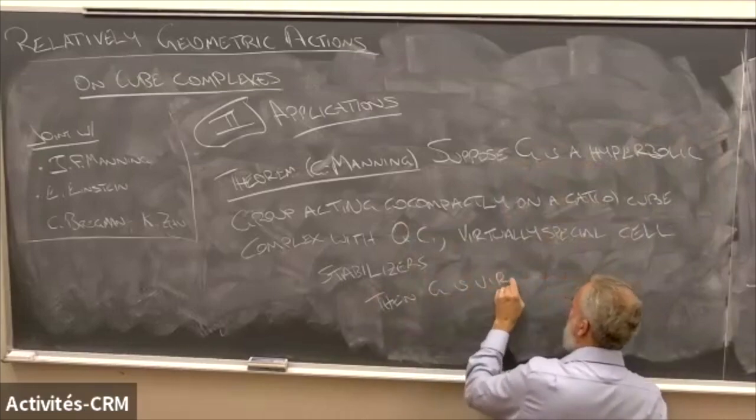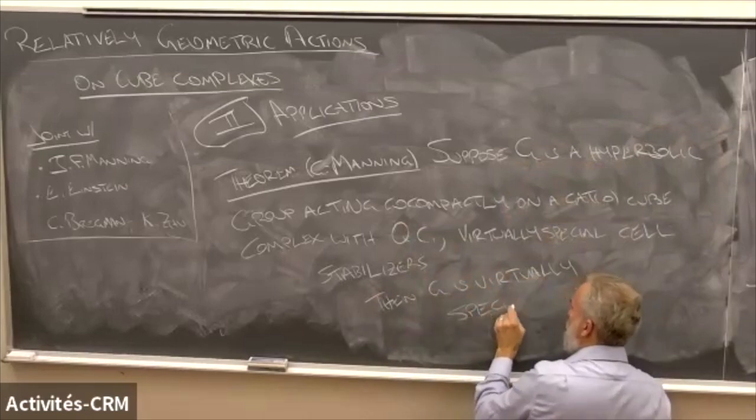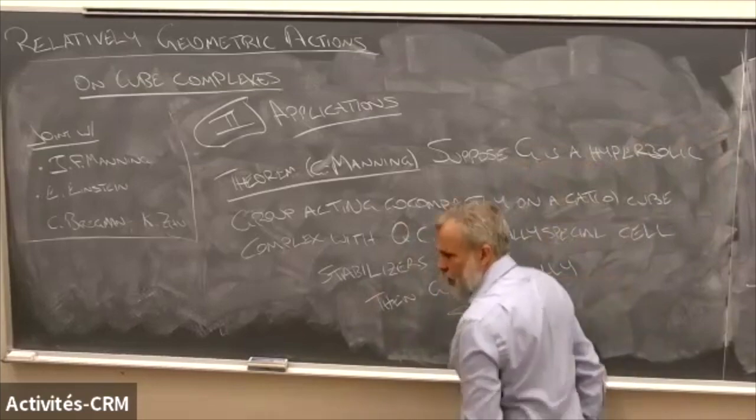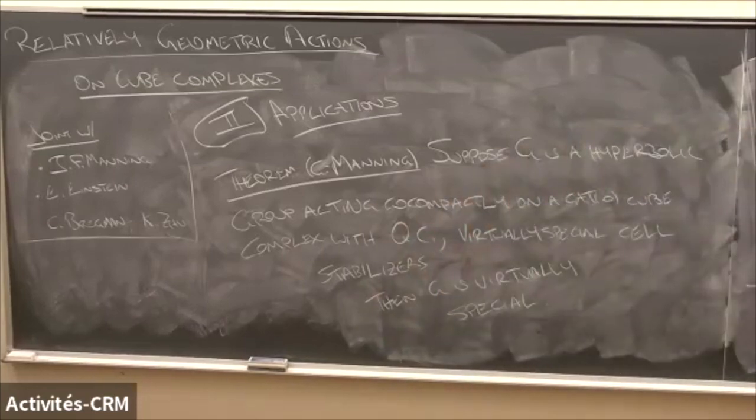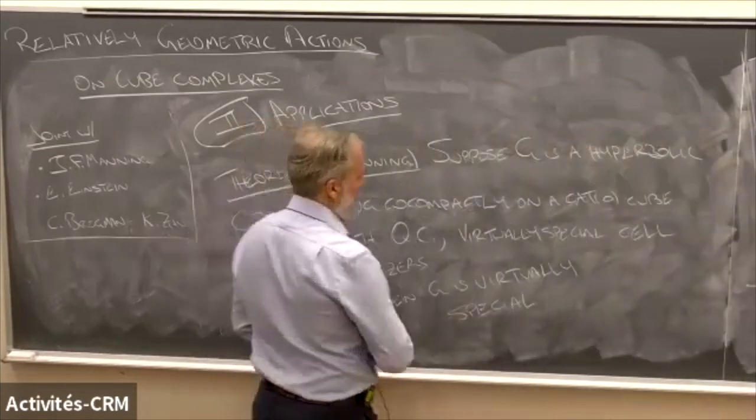G is virtually special. I'm not going to tell you today what virtually special means. Just trust me that it was worth $3 million to Ian Agol. So it's a big deal.